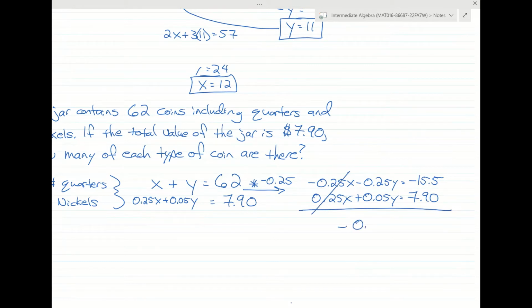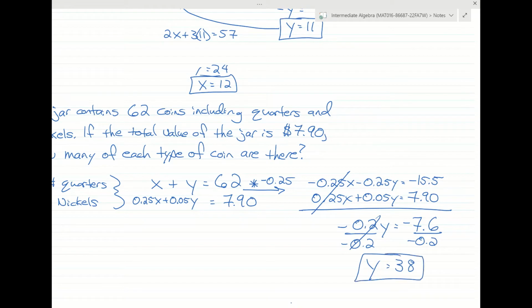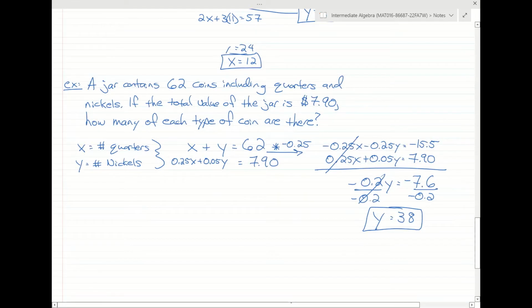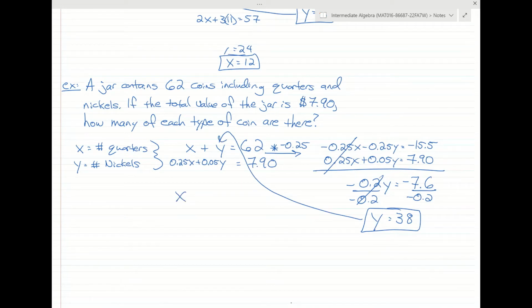We get negative 0.2y is equal to negative 15.5 plus 7.90, getting negative 7.6. And then dividing, getting y is 38. Remember, if there's 38 coins, x plus 38 is 62. 62 minus 38 is 24.